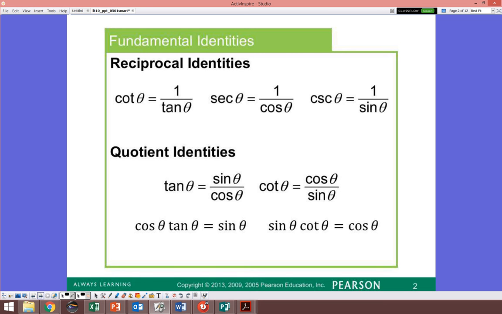Okay. Your reciprocal identities are up there. You need your identities for your x's, y's, and r's. See this piece right here? The quotient identities. We're going to go over this one eventually, just not today.